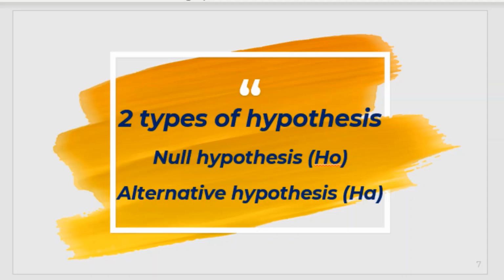So kung ni-reject natin si null, so tatanggapin natin si alternative hypothesis. Kumbaga parang meron tayong backup. So kung hindi pwede si null, then meron tayong magagamit na isa pa, si alternative hypothesis. That is why meron tayong dalawa na types ng hypothesis. So kung hindi pwede yung yes na sagot, so magiging no. Kung hindi naman pwede yung no, then we'll say yes.